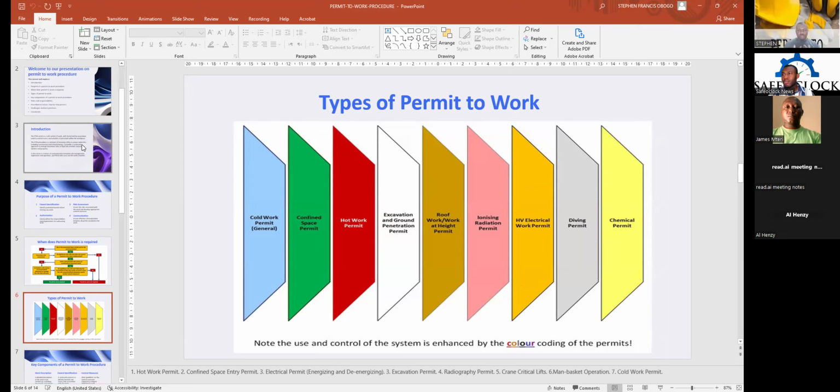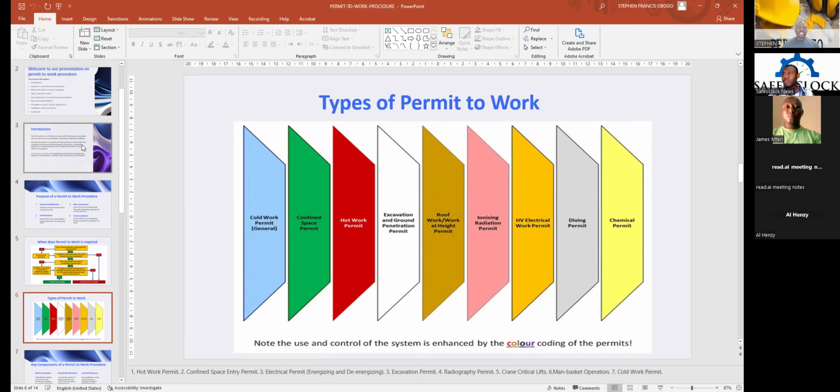Because I just want us to have this picture, especially for the benefit of those who are intending to become professionals or those who probably want to refresh our memory. We have different forms of permit to work, but we'll not be going into details because we're just looking at the procedure. So we have cold work permit, confined space permit, earthwork permit, excavation or ground penetration permit, roof work or work at height permit, ionizing radiation permit, high voltage electrical work permit, diving permit, chemical permit.